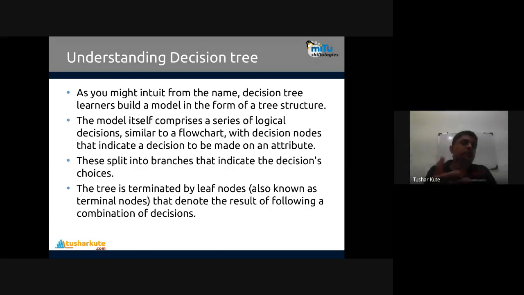As you know, a tree contains leaf nodes. So at the end, the tree will be terminated by the leaf nodes. They are also known as terminal nodes, which denote the result of following a combination of decisions.